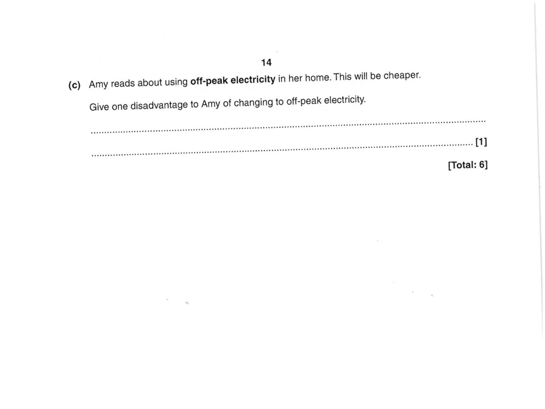Amy reads about using off-peak electricity in her home. This will be cheaper. Give one disadvantage to Amy of using off-peak electricity. So it's the idea that it can only be used at night. So it's inconvenient to use, or it can only be used at night.